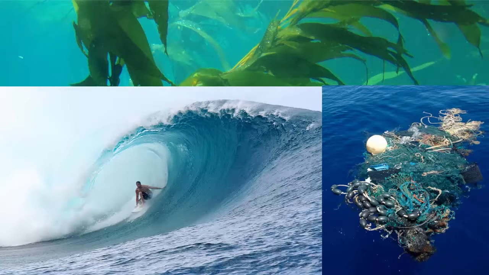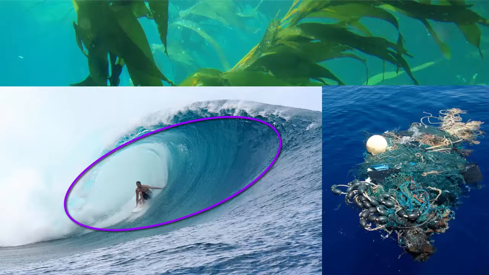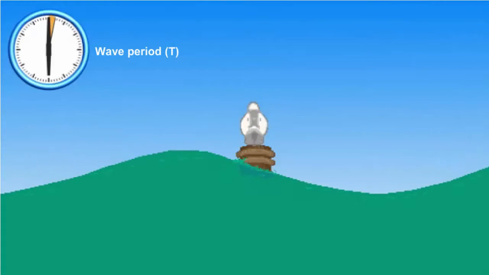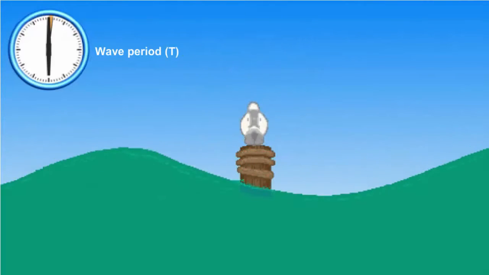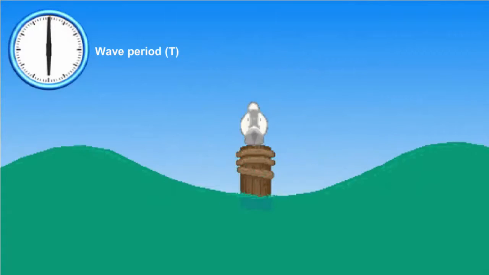In fact, this perfect curling wave that the surfer has caught displays clearly the orbital motion of waves. In this case, the surfer is heading into the barrel of the wave and is experiencing wave energy in the most hands-on way possible. The period of a wave is how many seconds, minutes, or hours pass between waves.